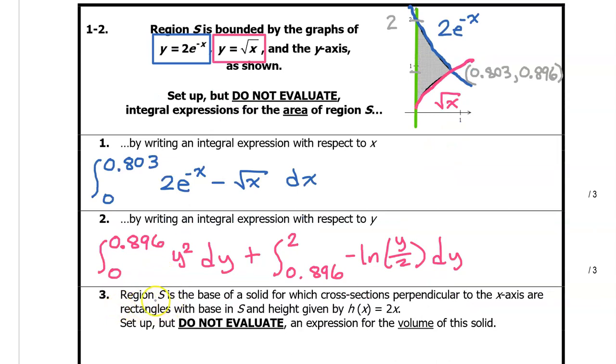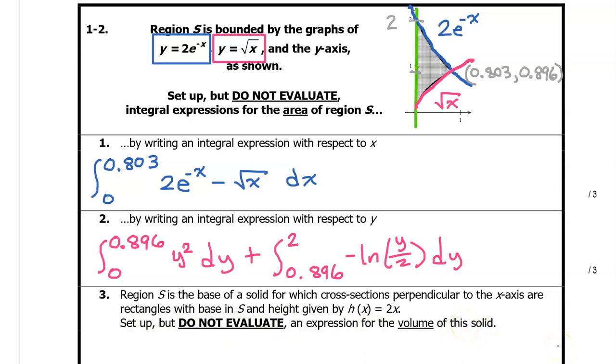Number 3. Region S is the base of a solid for which cross-sections perpendicular to the x-axis are rectangles with base in S and height given by h of x equals 2x. Set up, but do not evaluate, an expression for the volume of this solid.